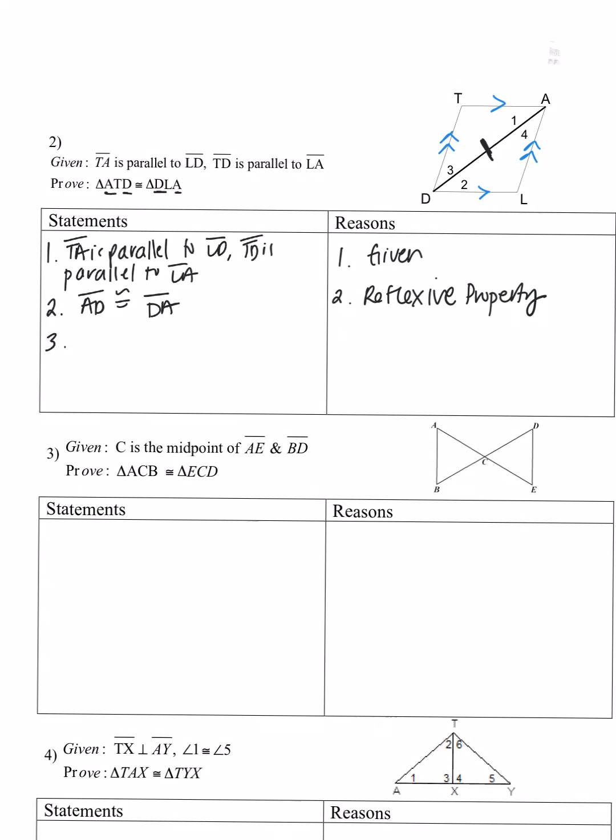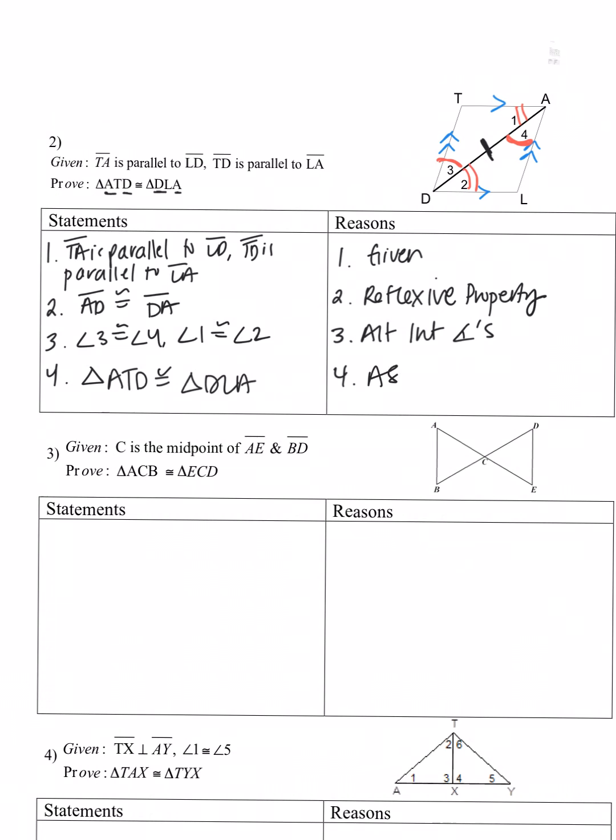And then I also know that I have parallel lines, which tells me that the alternate interior angles are congruent. So angle 3 is congruent to angle 4, and angle 1 is congruent to angle 2. That's my alternate interior angles. So now I can conclude that my 2 triangles are congruent by angle, side, angle. The triangle ATD is congruent to triangle DLA by angle, side, angle.